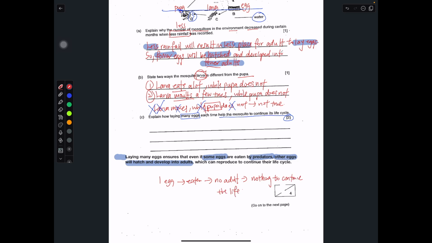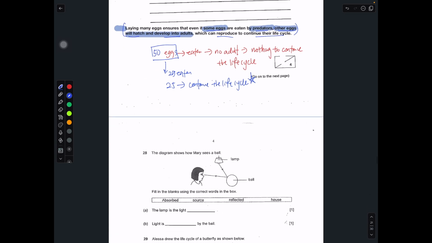the life cycle. So if you lay many, let's say you lay 50 eggs, and 25 of them are eaten, you still have 25 of them to continue the life cycle. This over here is more or less a standard answer. Laying many eggs ensures that even if some of them are eaten by predators, there will still be other eggs that will hatch and develop into adults, which can reproduce and continue the whole life cycle itself. Okay, so let's move on to the other part.